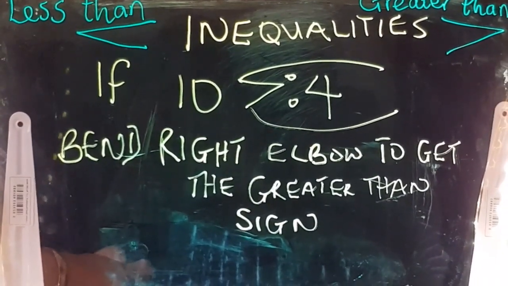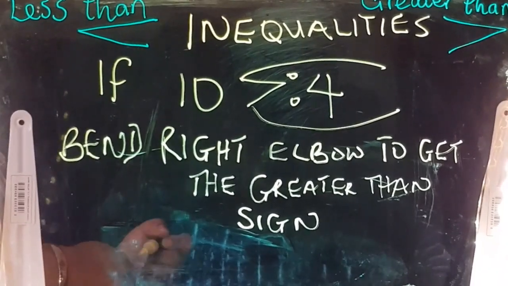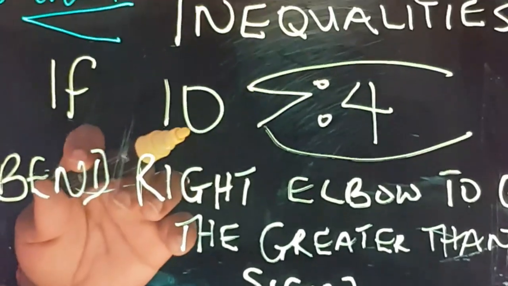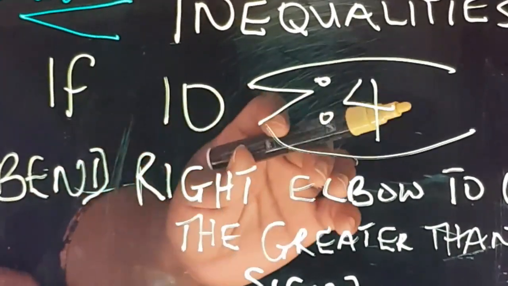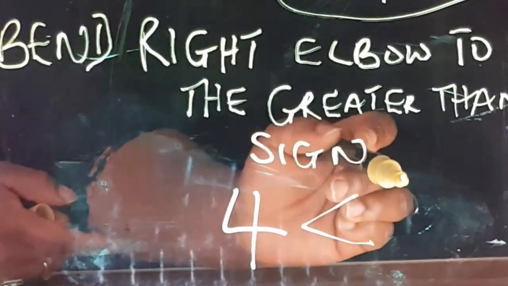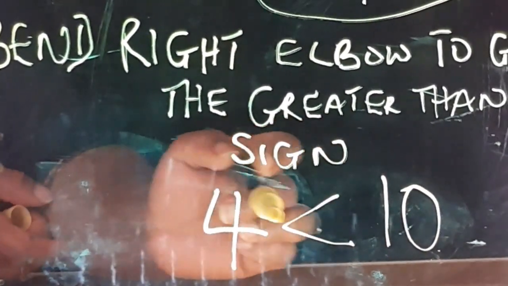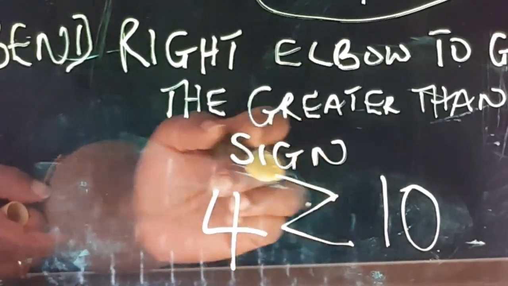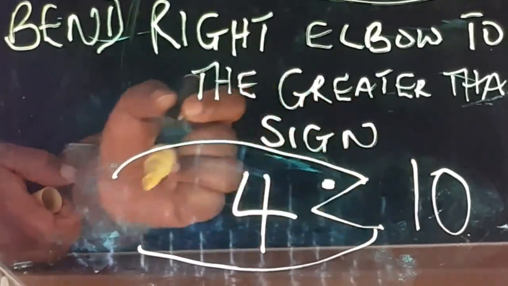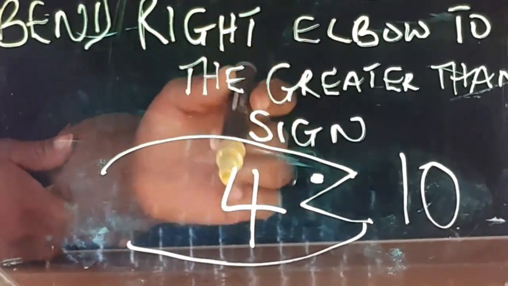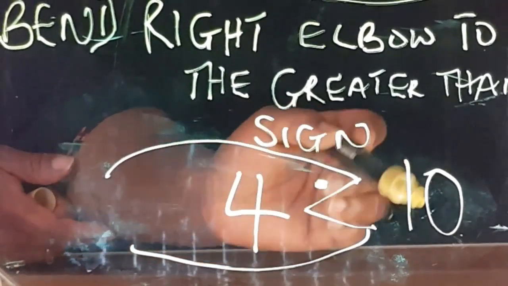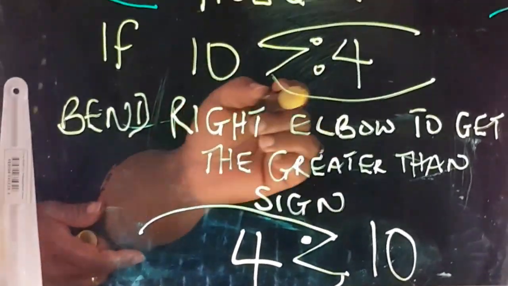Now in the primary school, you were told that the crocodile eats the bigger number. So you can see the crocodile eating the bigger number. Now if 10 is greater than 4, it makes sense that 4 is less than 10. Can you see the less than sign? Now if you want the primary school way, can you see that the crocodile eats the bigger number, or the fish, I could call it a fish, eating the bigger number. So 4 is less than 10 and 10 is greater than 4.